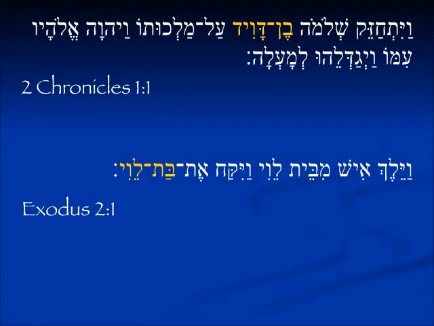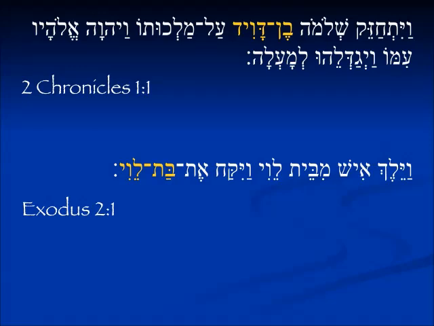V'yitchazek Shlomo ben David. So we see Solomon is the son of David. Is he the only son of David? No. He is a son of David, but because David is definite, we're going to translate the phrase definite. And the translations do this. They say Solomon, the son of David.